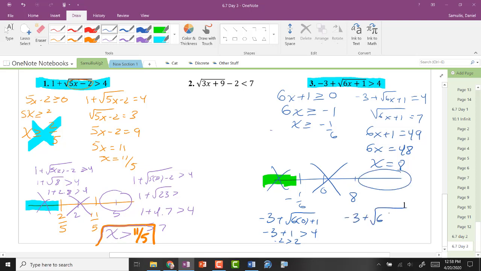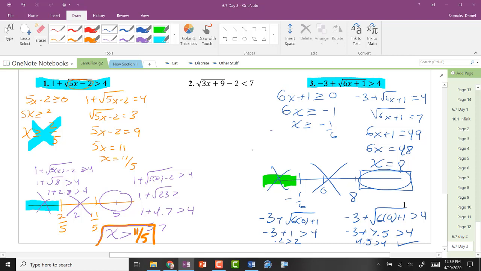-3 plus the square root of 6 times 9 plus 1 is greater than 4. -3 plus, that's 54 plus 1, the square root of 55 is about 7. We'll go with 7.5-ish. Okay, so I do get 4.5, which is greater than 4. That works. This is my answer.